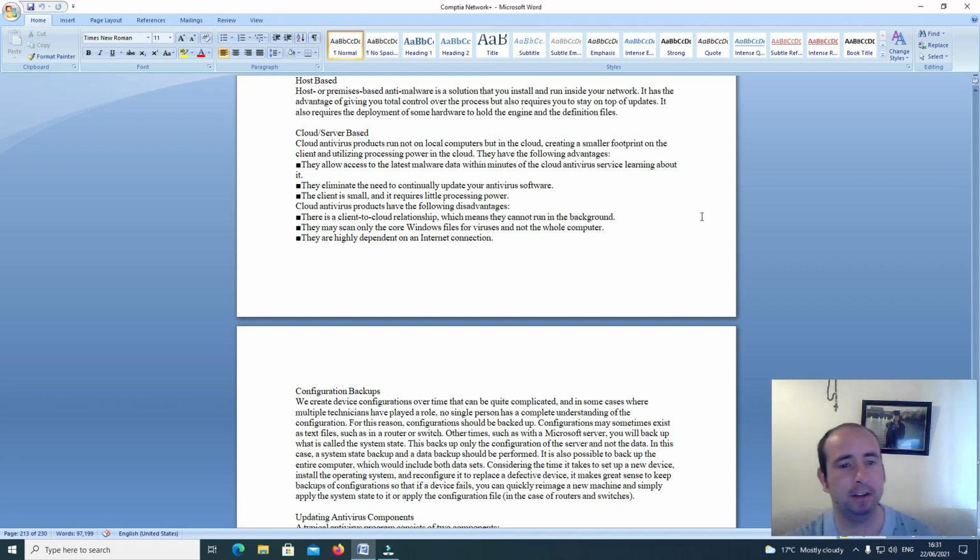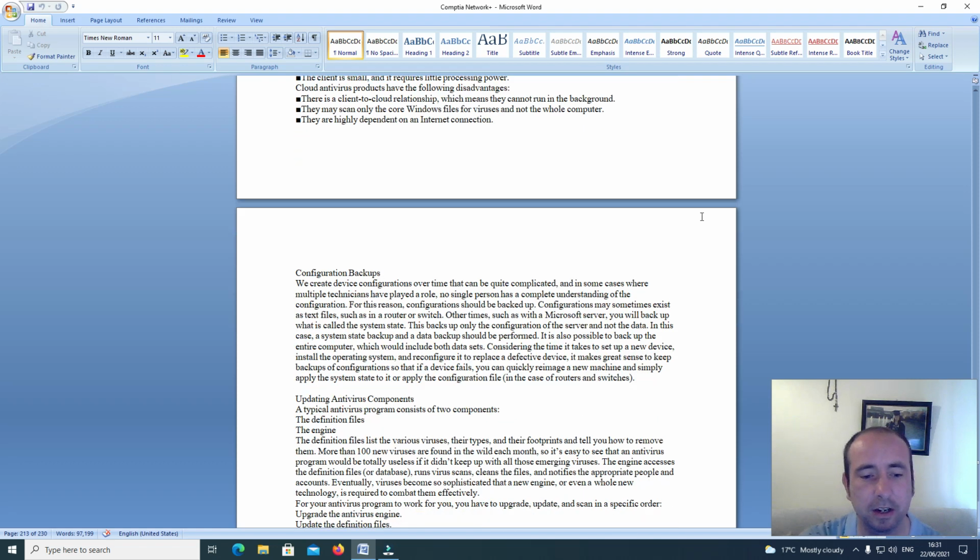They have the following advantages. They allow access to the latest malware data within minutes of the cloud antivirus service learning about it. They eliminate the need to continually upgrade your antivirus software. The client is small and it requires little processing power. Cloud antivirus products have the following disadvantages. There is a client to cloud relationship, which means they cannot run in the background. They may scan only the core Windows files for viruses and not the whole computer. They are highly dependent on an internet connection.